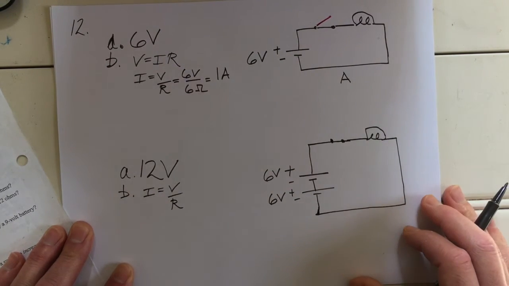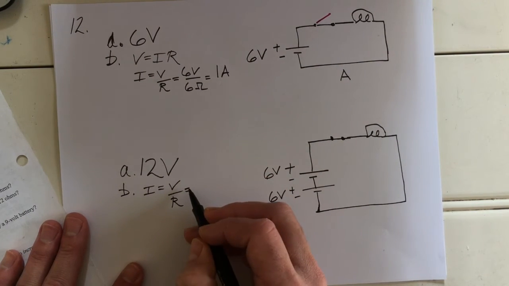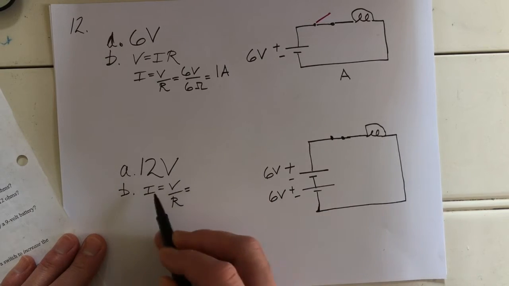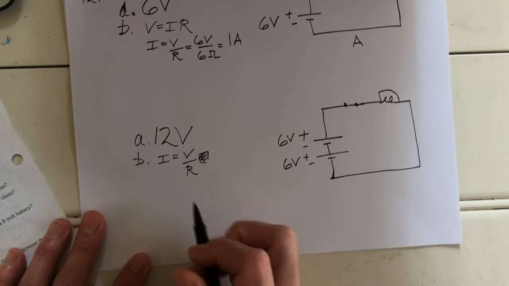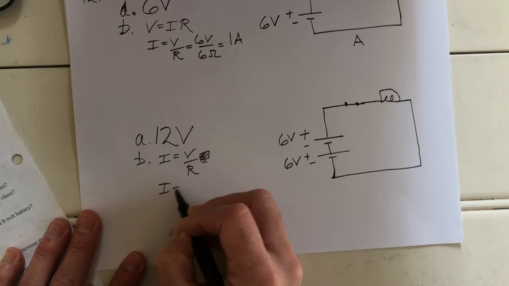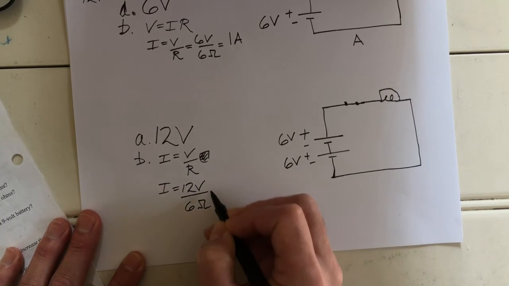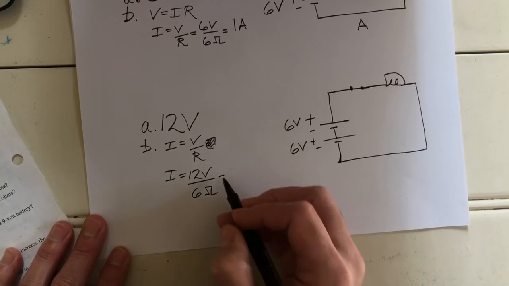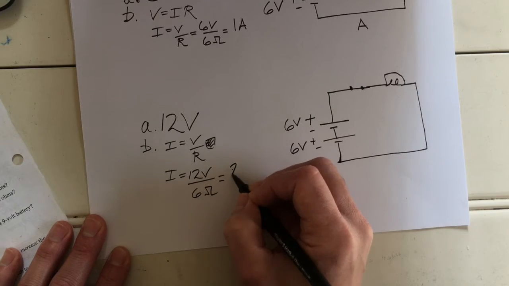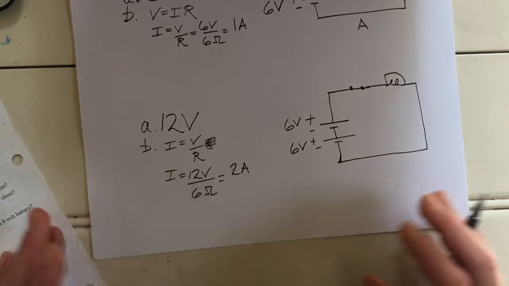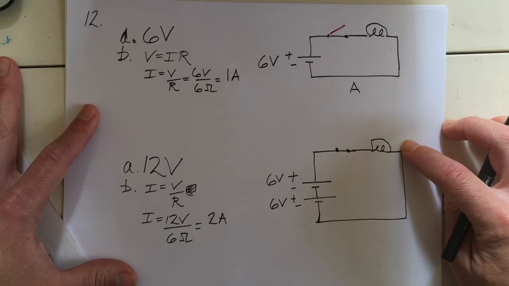Hopefully you can see this. I know the lighting's changing in this room. I usually don't like writing things to the right, so I'm going to write it underneath. I equals 12 volts over 6 ohms. I say I'm not going to do it, and I still do it. 12 divided by 6 is 2. So 2 amps here in circuit B, and that's when this is a 6 ohm bulb.